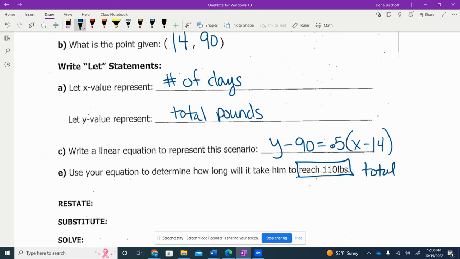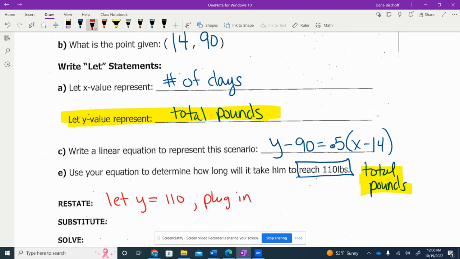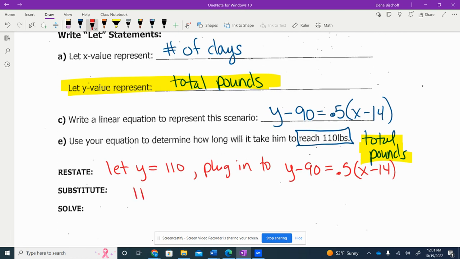And this is the total, right? Total pounds. What variable, x or y, is representing total pounds? Y. So this just is saying let y equal 110 and plug into your equation. So we're going to plug it into y minus 90 equals 0.5 times the quantity x minus 14. So I'm going to get rid of the y, and instead I'm going to put in 110 minus 90 equals 0.5, and I'm going to distribute here.